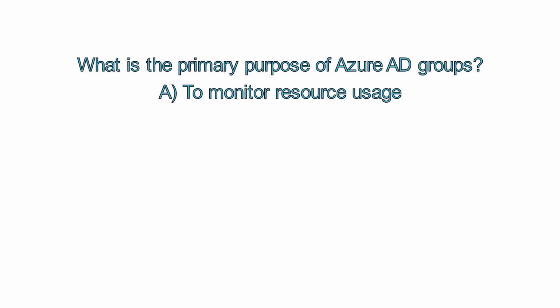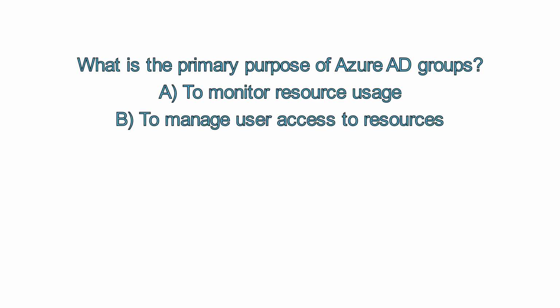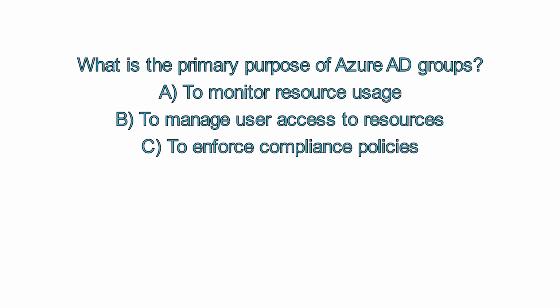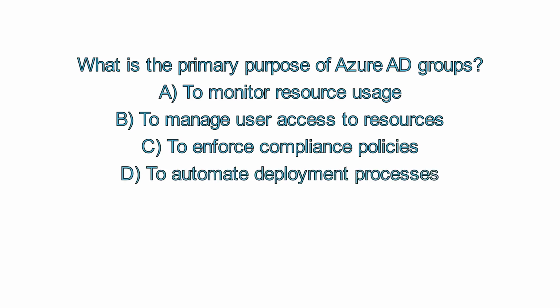What is the primary purpose of Azure AD groups? A. To monitor resource usage. B. To manage user access to resources. C. To enforce compliance policies. D. To automate deployment processes.